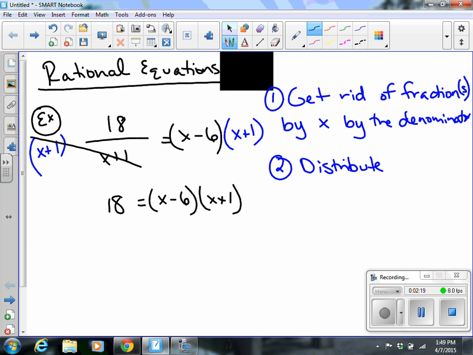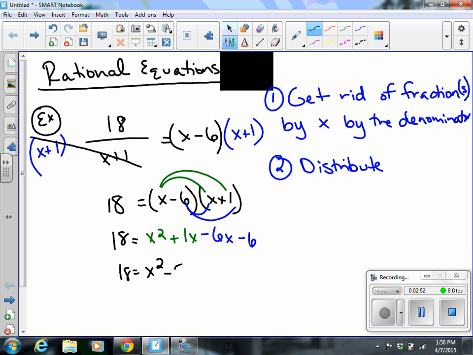So I did my distribution kind of in step 1 there a little bit, but I didn't distribute the second side, which is what I need to do now. So I have 18 equals x times x gives me x squared, and then x times 1 gives me plus 1x. Now distribute on the bottom, I have negative 6x minus 6. I'm going to go ahead and combine my like terms underneath that distribution step. So I have 18 equals x squared minus 5x minus 6.